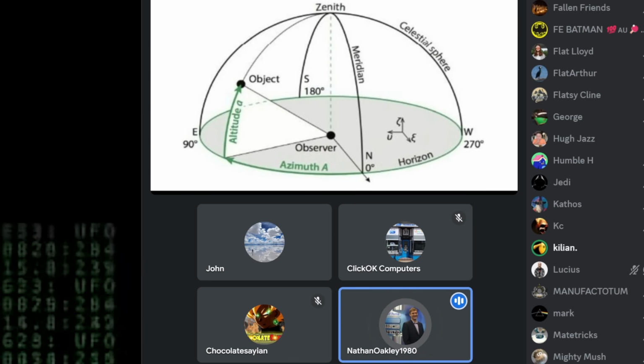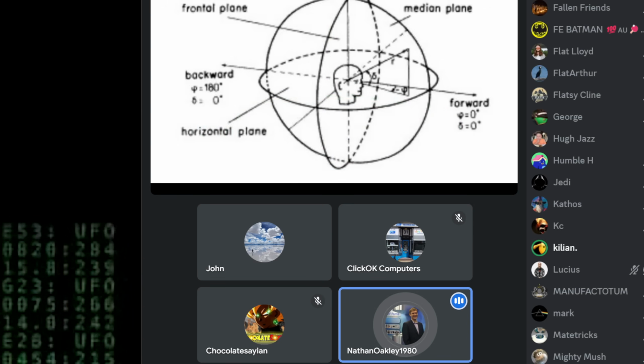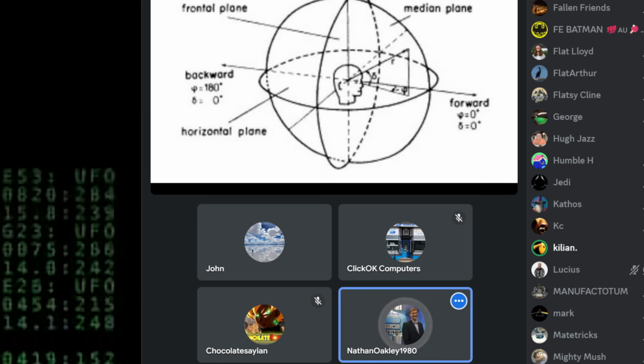Well, you just mentioned sextant and then an elevation plane. Is that where a bubble sextant would come into play?